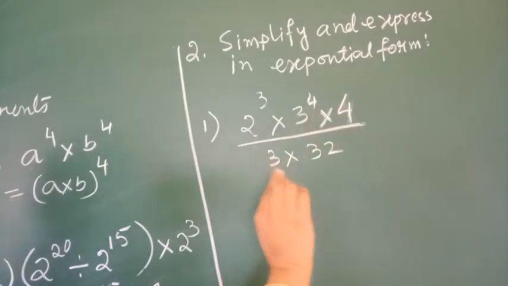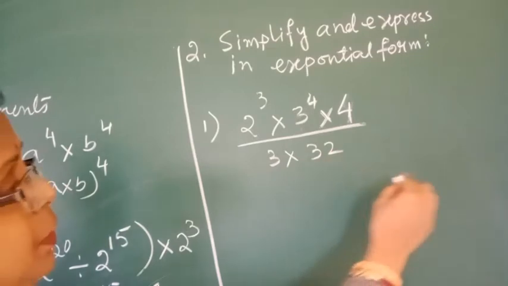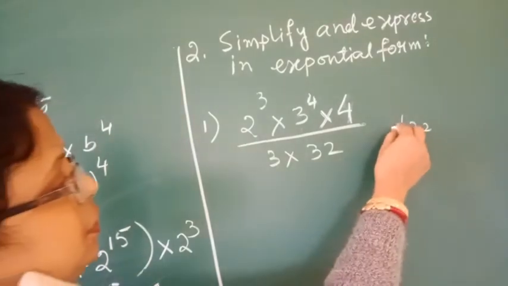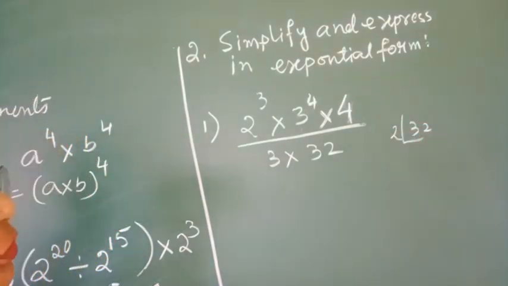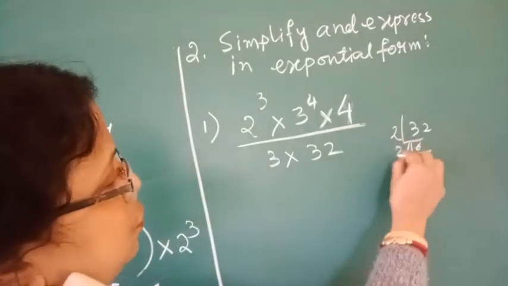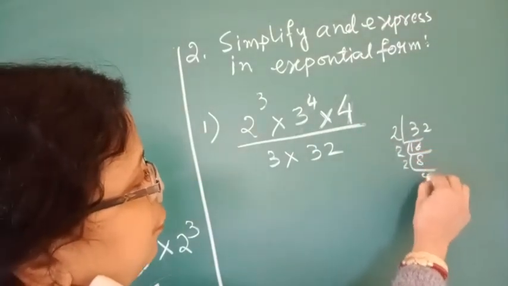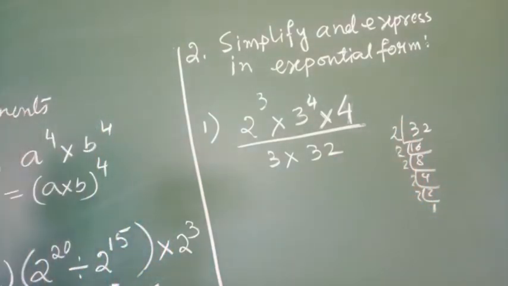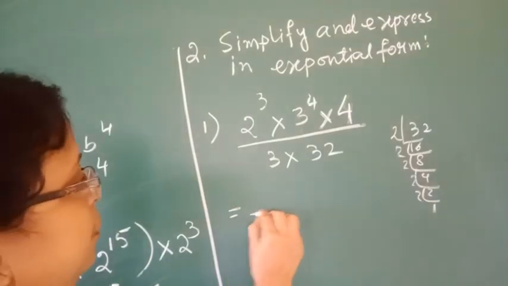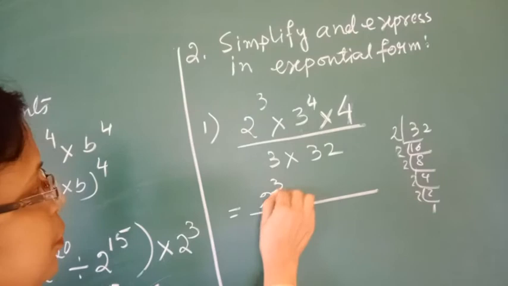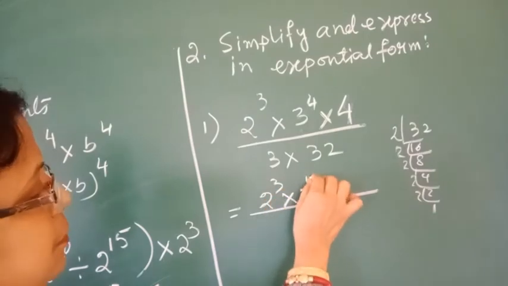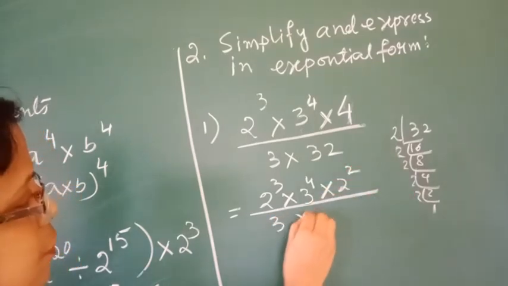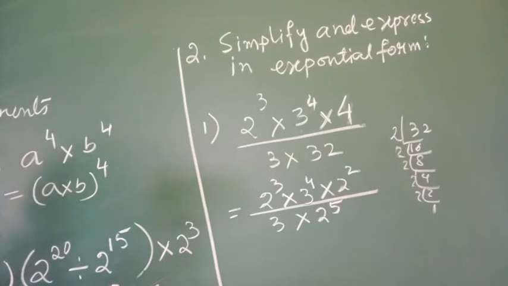3 is a prime number, okay, but 32 again is not a prime number. We have to see by prime factorization what the prime factors of 32 are. 32 by 2 is 16, 2, 8, 2, 4, 2, 2, 2, 1. So 5 twos, 2 to the power 5. So what I will do now, 2 cube into 3 square, all the numbers I have to convert into prime numbers. 3 into 2 to the power 5. Up to here it is clear.